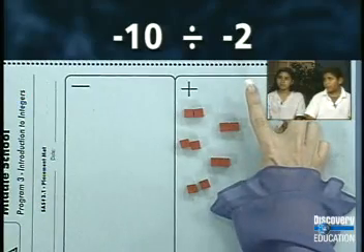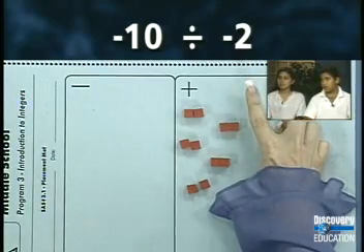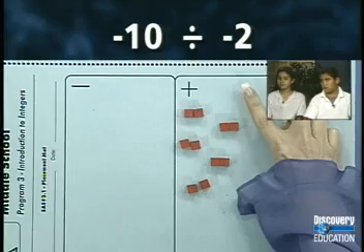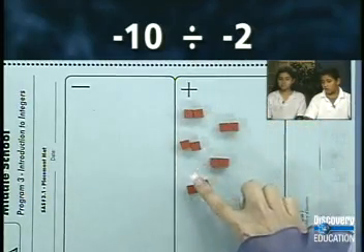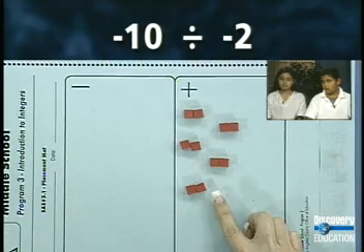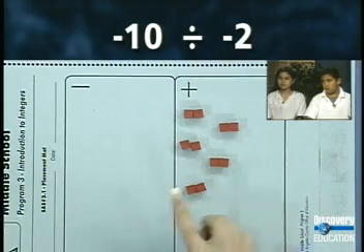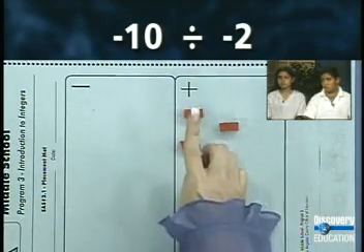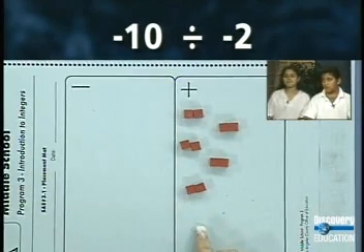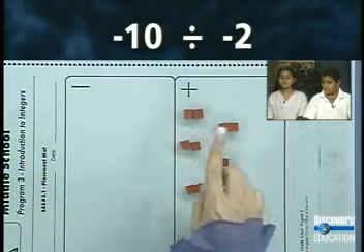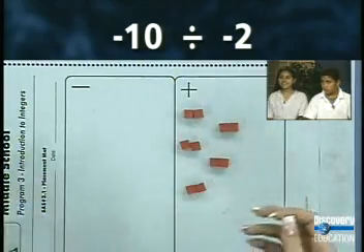Now, I've sorted my integers into groups of 2, and I then turned those groups into their opposite. So now I have 1, 2, 3, 4, 5 groups of positive integers. So -10 divided by -2 is +5. All right? Or negative divided by negative is positive. Just looking for a rule there, you know.